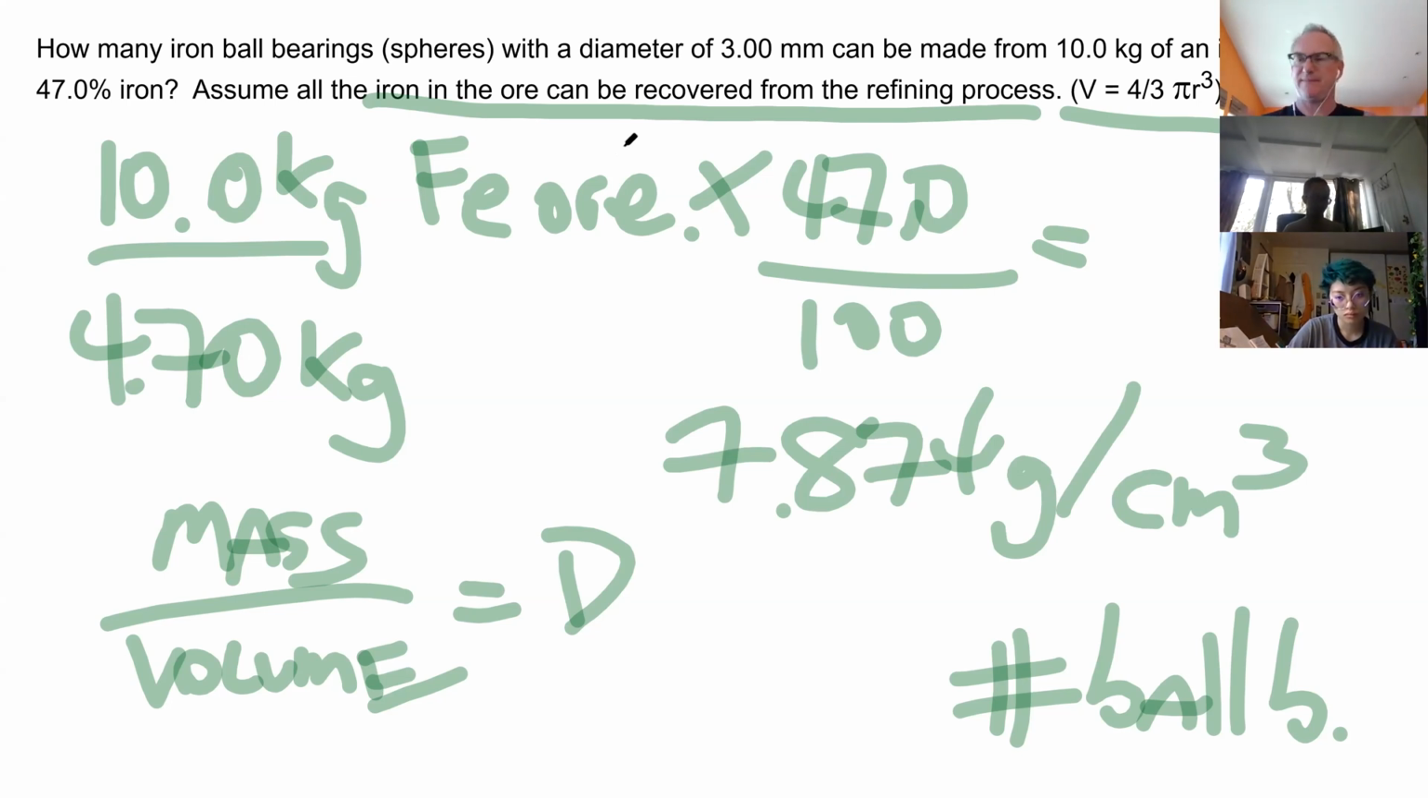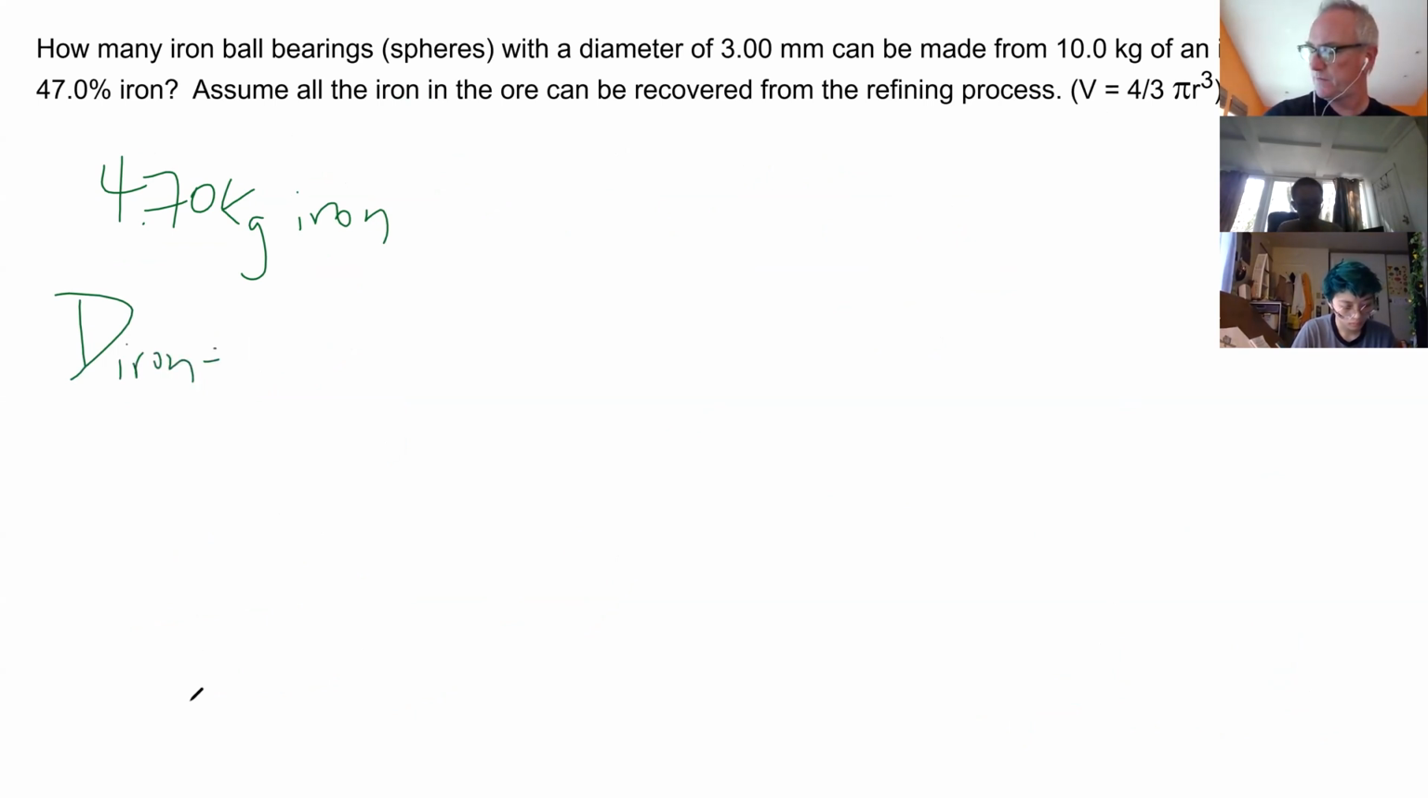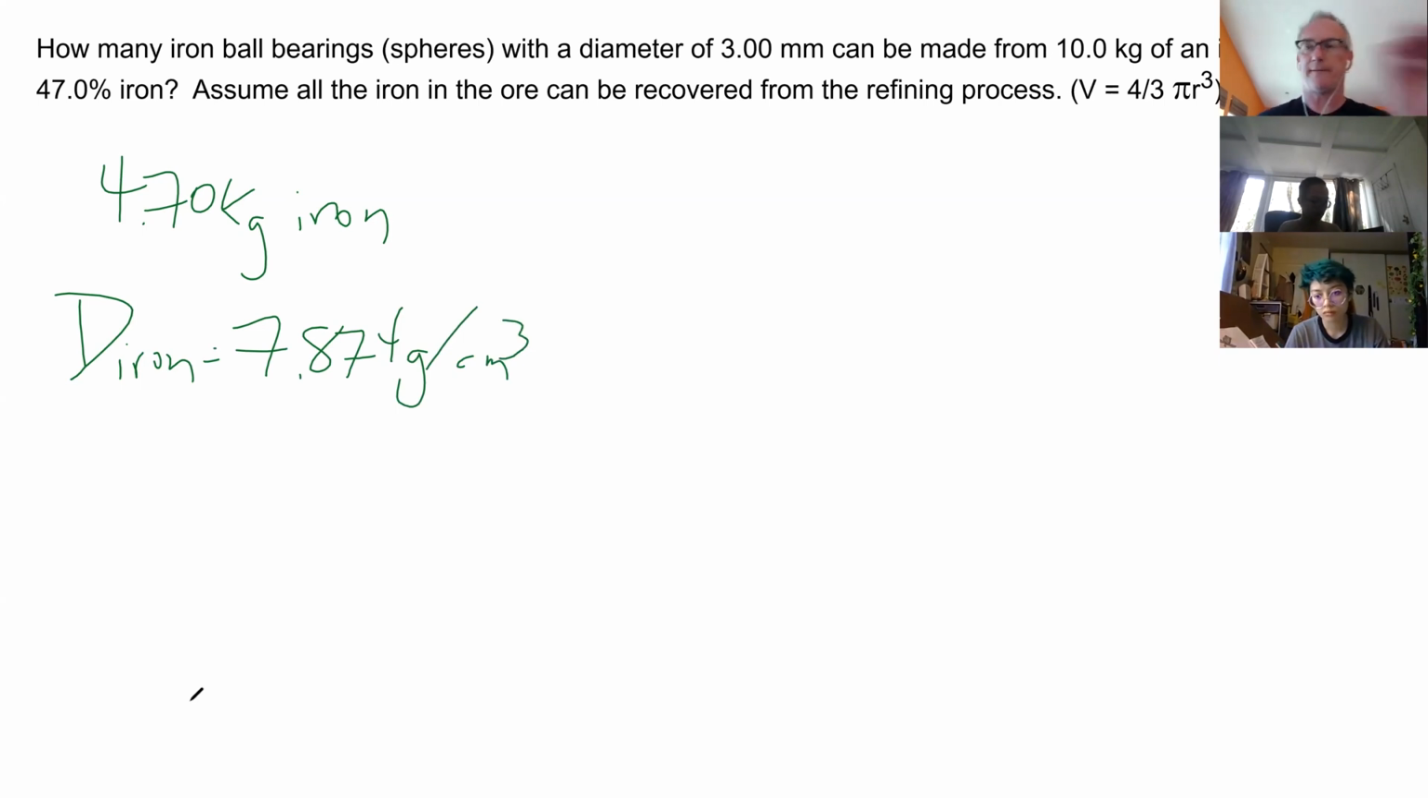So let's start to put all this stuff together. I'm going to clear this out, give me some room, and write a little smaller. So I have 4.70 kilograms of iron. The density of iron is 7.874 grams per cubic centimeter. And that is the usual units that are given for density.